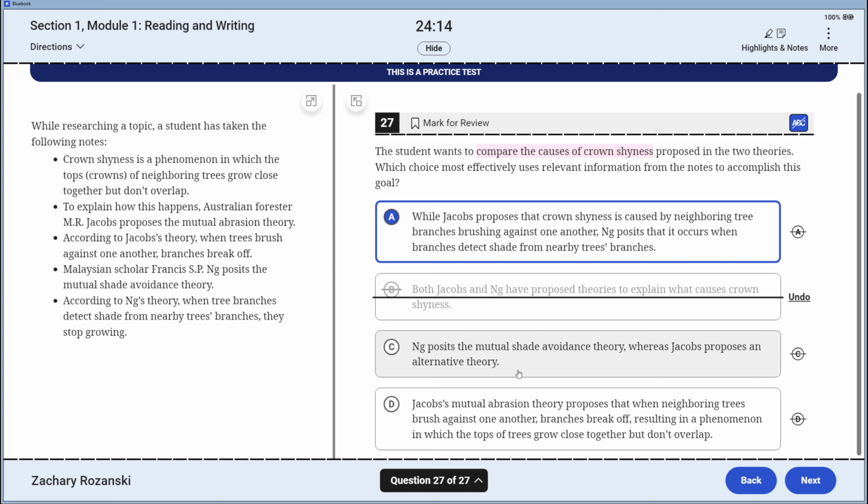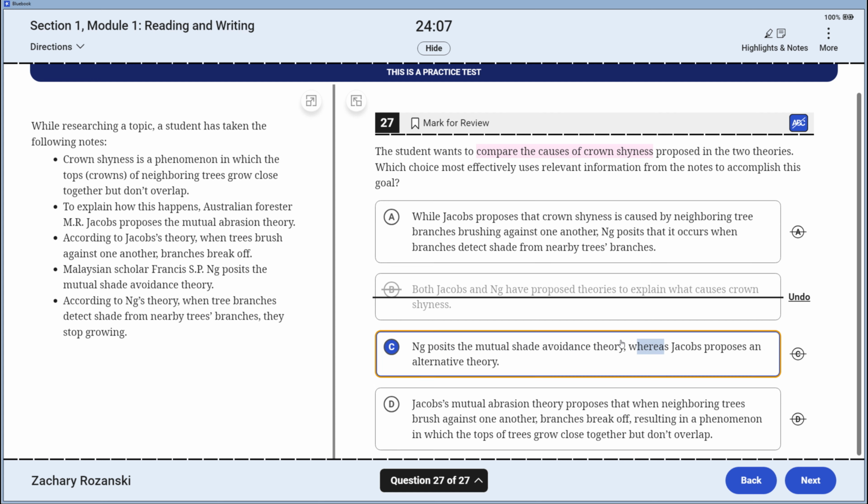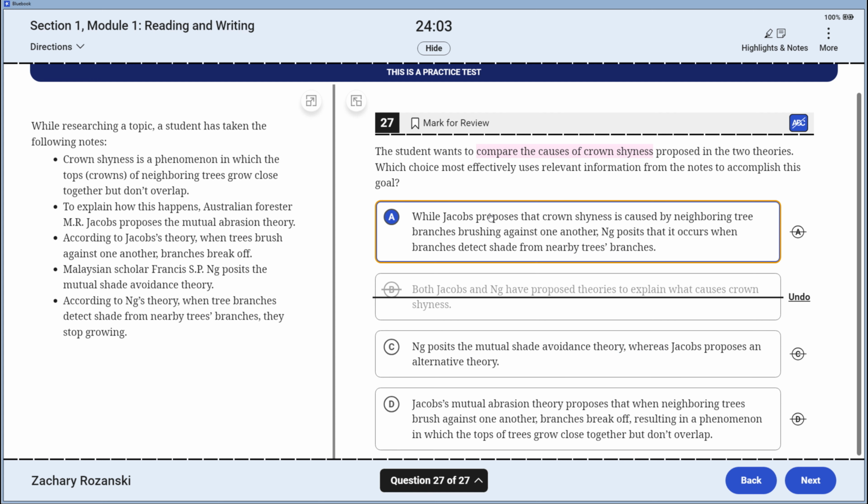B is going to fall. N posits the mutual shade, whereas. So this is a signal element of contrast. This doesn't really compare them, but I'm going to check to see if A is true. If A is true, C is going to fall just because it doesn't actually compare the causes. It just states that they have different theories.